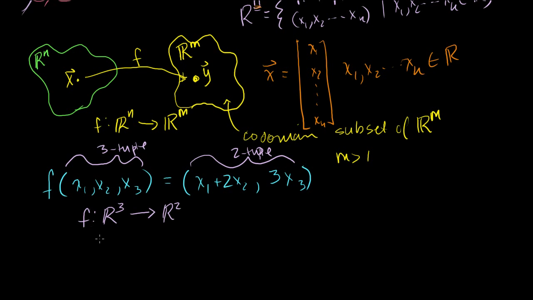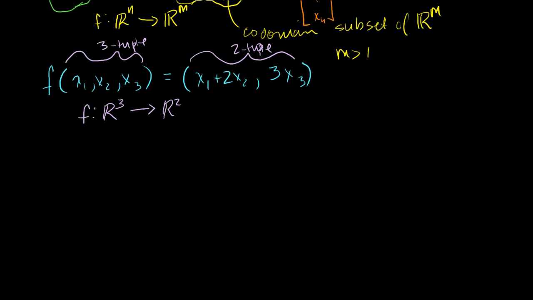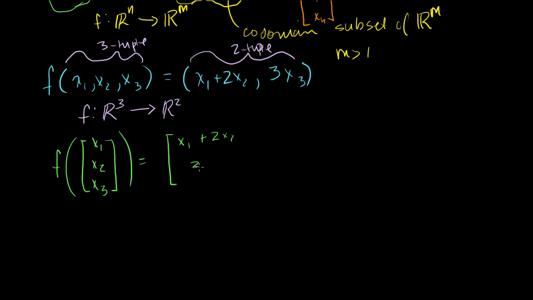Or another way we could do this, if we just wanted to write it in vector notation, I could write that if you pass f some vector x1, x2, x3, this will be equal to a 2-component vector. It's going to be a vector in R2, where the first term is x1 plus 2x2, and the second term is 3x3. So let's play around with this a little bit, see what it does to the vectors.